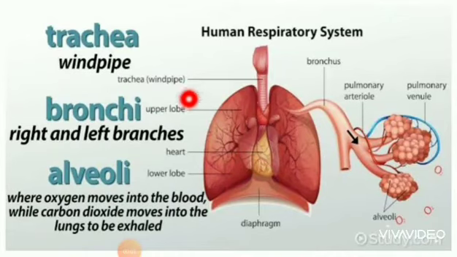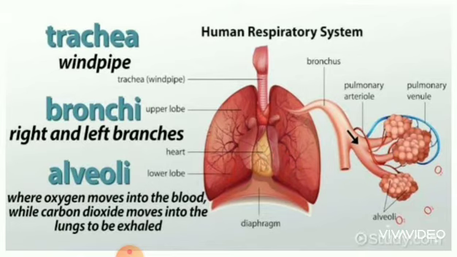Next, bronchi. The trachea divides into two branches called bronchi. This is the upper lobe, this is the lower lobe. This is the heart. So the left and right branches are called bronchi. Each bronchus leads to a lung where it divides and redivides to finally form air passages called bronchioles.